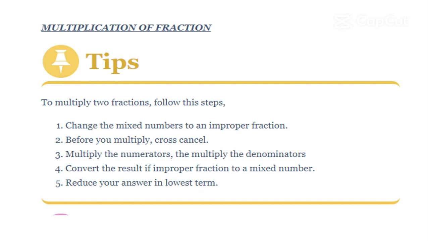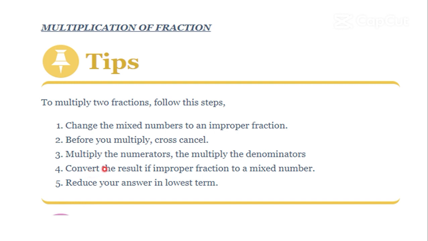Why do we need to cross cancel? To simplify our fractions before multiplying. Because if we don't cross cancel first, especially if our numerators and denominators are bigger numbers, then we are having a hard time simplifying it after we multiply the numerators and denominators.